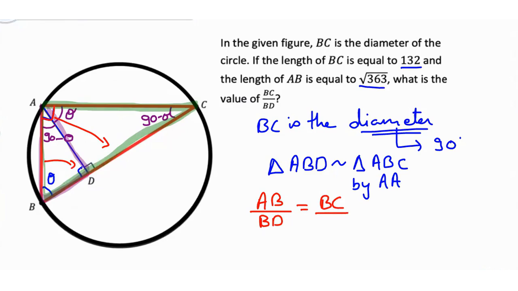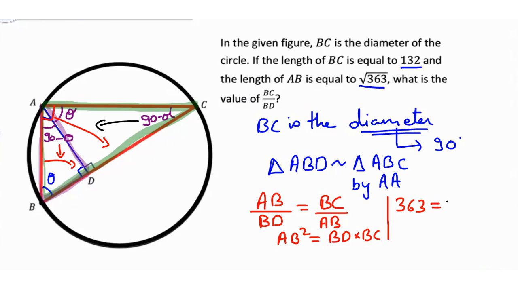Upon BD. BD in this triangle, it's opposite to 90 minus theta. In this bigger triangle, opposite to 90 minus theta, what side we have? AB. And remember, we are taking the triangle ABC. So we can only take the sides of ABC. We can't take AD. So opposite to 90 minus theta in this triangle, we have AB. We'll cross multiply it. So AB square is equal to BD into BC. So by that we can get AB square, that is 363 is equal to BD into BC.